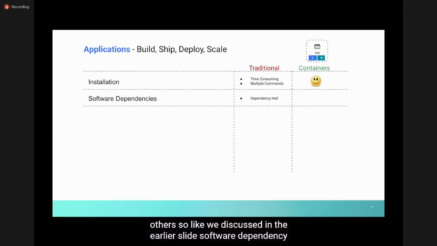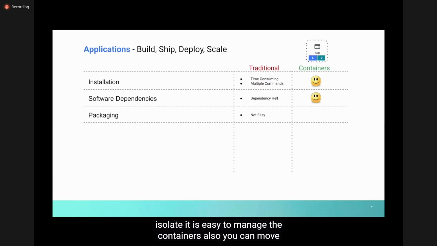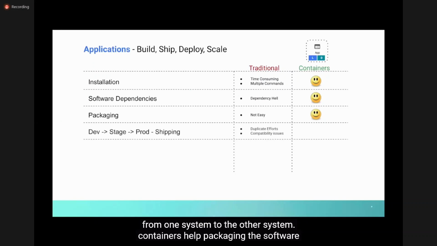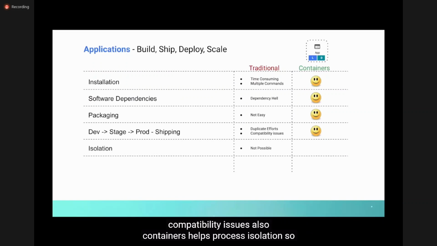So like we discussed in the earlier slide, software dependencies is a huge issue in the traditional deployment model, since containers help package all the dependencies within the container and isolate it. It is easy to manage in the containers. Also, containers you can move from one system to another system. Containers help package the software, and you can easily ship it without any duplicate efforts, and also resolve the compatibility issues.